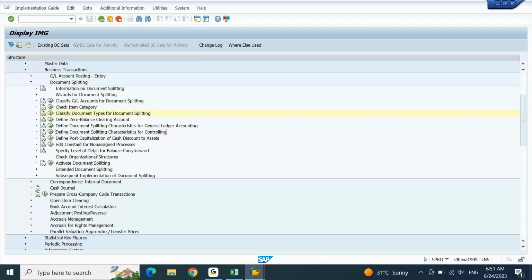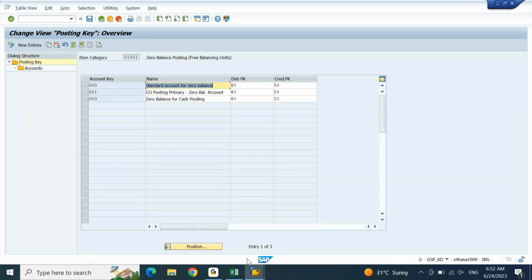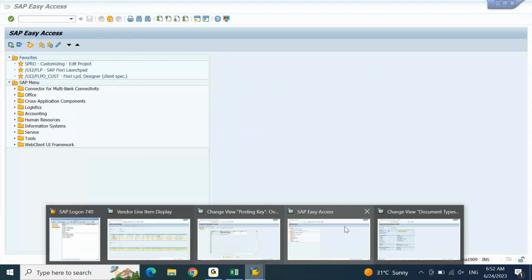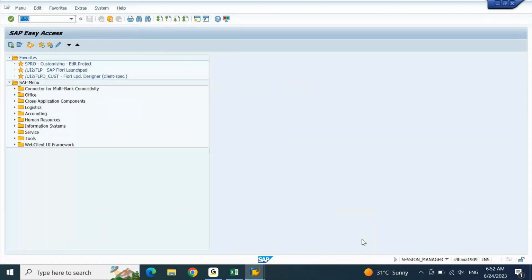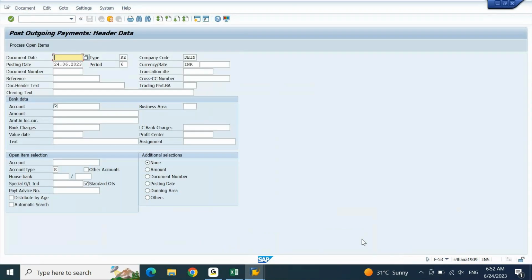Where is that zero balance? Second one, define zero balance clearing. Yeah, zero balance clearing account. This is why I'm checking. When passing the entry on the error message, you can check it is giving something related to 000.